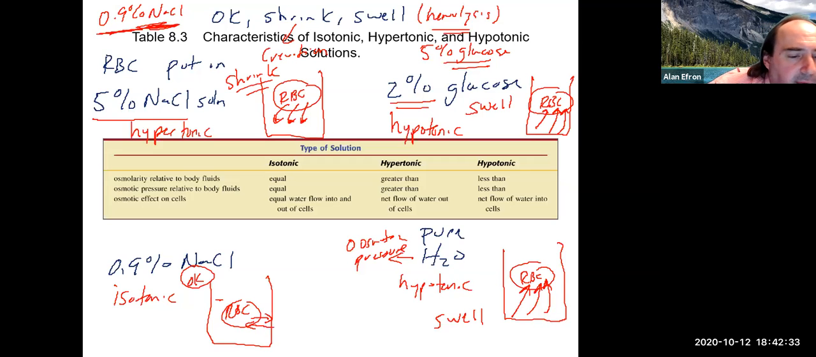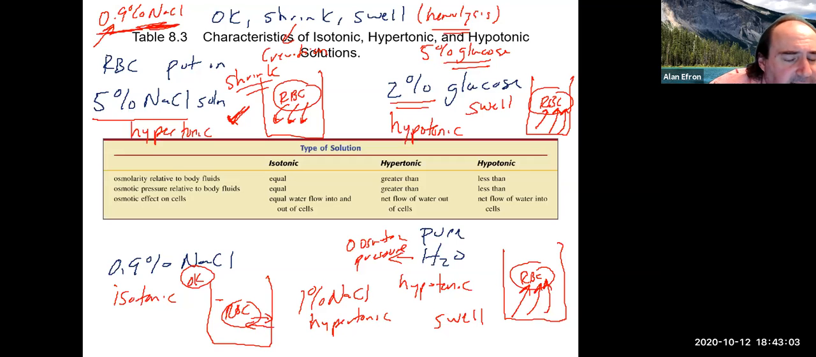So if you had 1% sodium chloride, 1% is technically above 0.9, and that would make it hypertonic. And again, in that case, it would be similar to what we had going on here in terms of the red blood cell. So the water would rush out of it and try to dilute the outside. And again, it would cause it to start to shrink and go through crenation. So those two numbers are sort of important cutoffs.